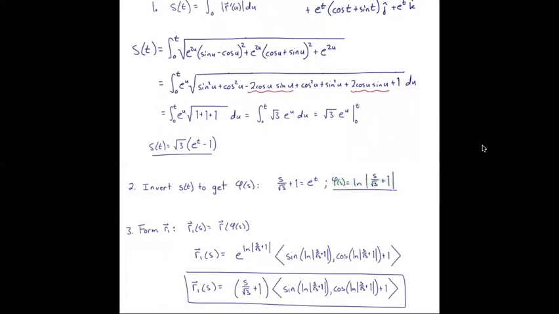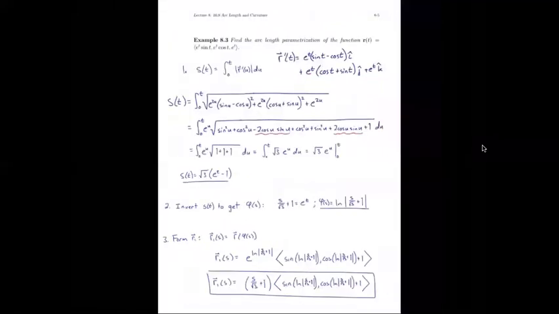What we do with it is plug it into our original r function to form r1, the arc length parameterization. We do so noting that e to the natural log cancels out to the argument of the natural log. And this is the finished product of this one. About as simple as it gets too. So that's it for arc length parameterization. In the next video, we'll finish up 10.8 with curvature.